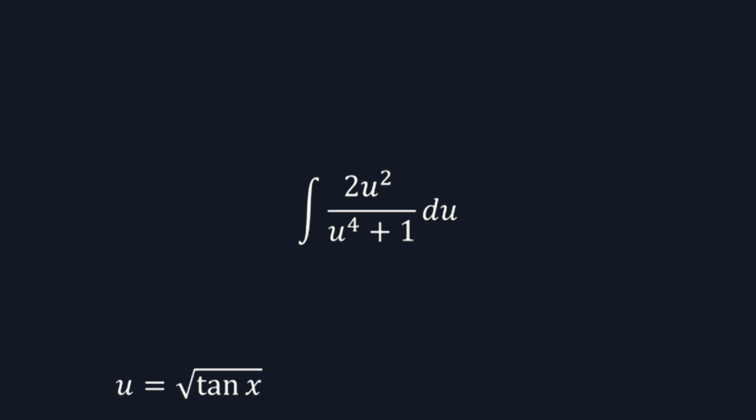In this case, I have a numerator of 2 times u squared and a denominator of u to the 4th plus 1. I know that taking the derivative of a 4th order function reduces it to a 3rd order function, and since I have no 3rd order functions in my integral, it doesn't seem like either of these functions can be written as derivatives of one another.